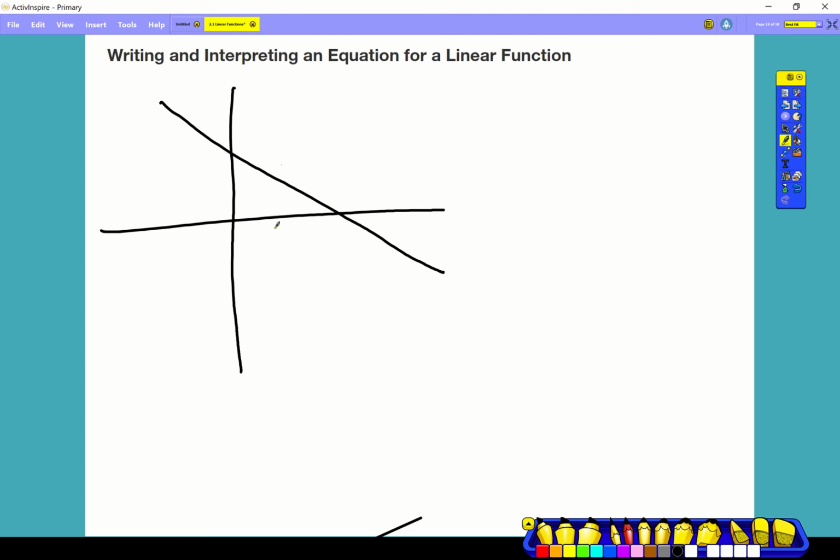So let's say we had this graph and we knew these 2 points, 0, 7, and 4, 4. And we need to find an equation for this graph. Well, we know that we have this. We could always use this. We know a point, y minus, we'll use 4, 4.